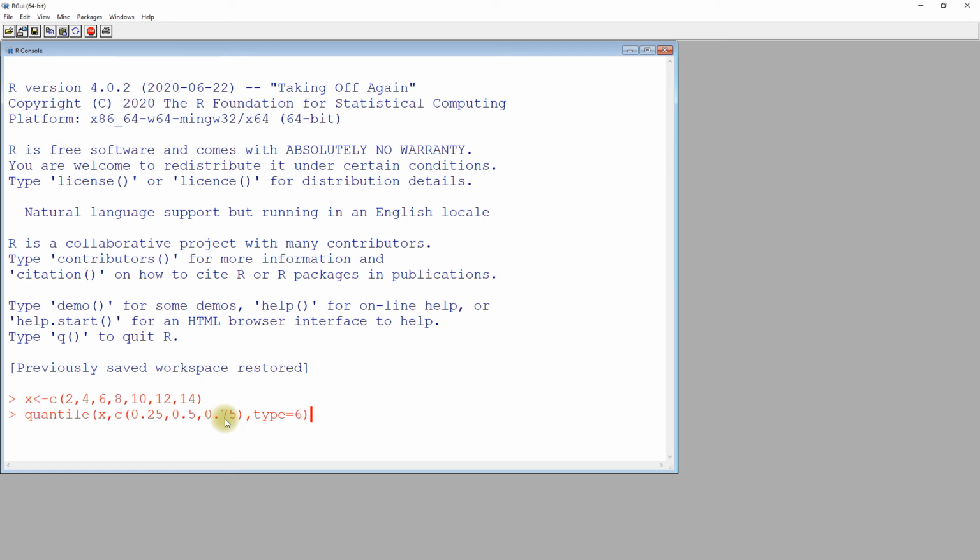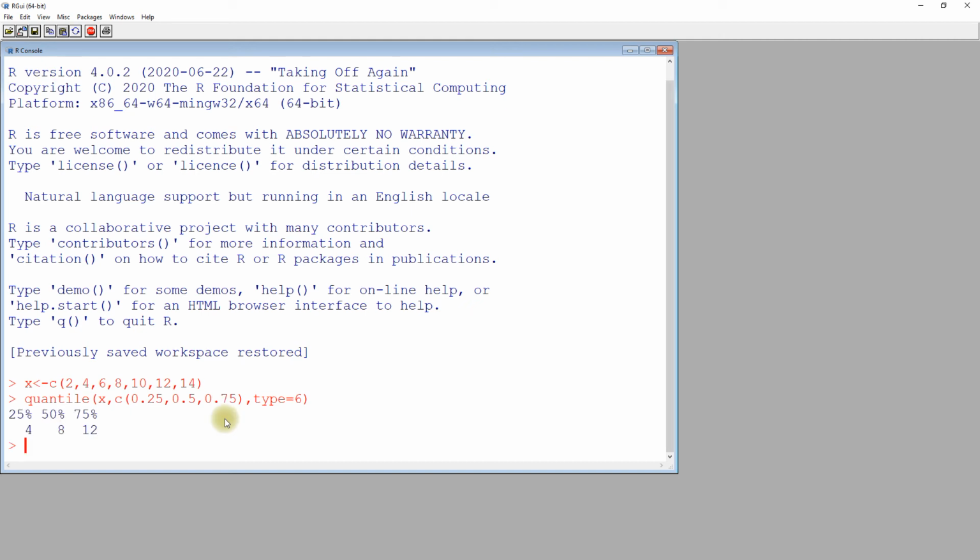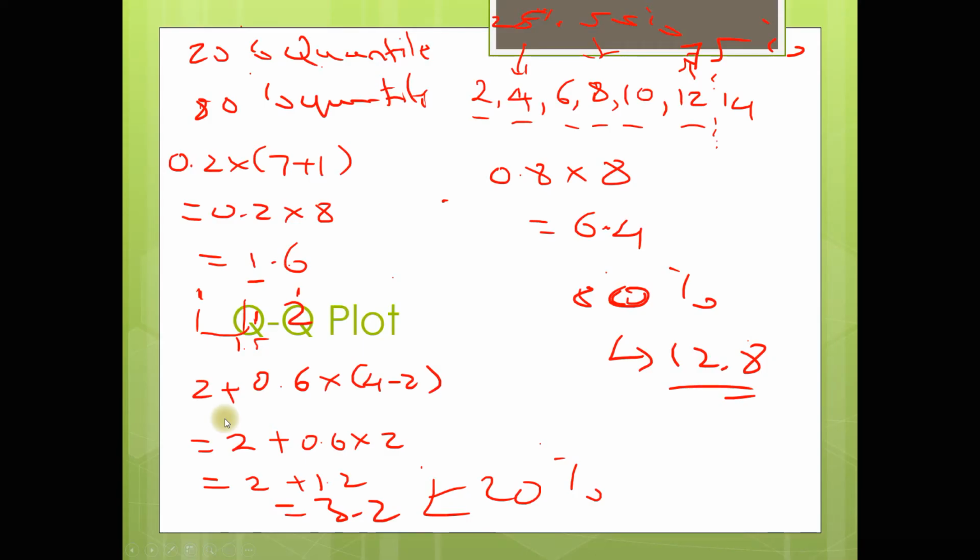As I said to you, these different types will generally yield the same solution if you have a large data set. In our case, we have a small data set, so we don't expect to get the same solution through these different methods. These different methods can yield very different results from method to method. But for the sake of this course, we are going to take type 6, and we enter, and you've got 4, 8, and 12 as we did earlier.